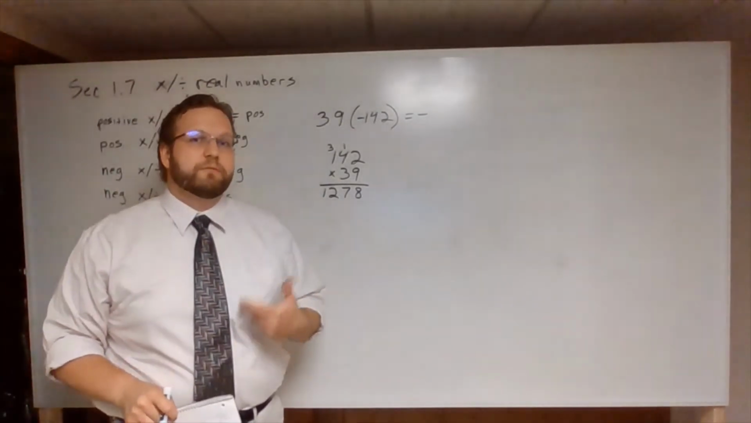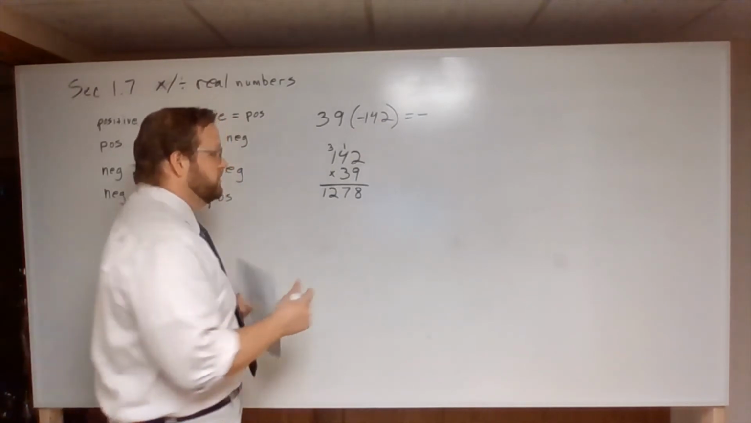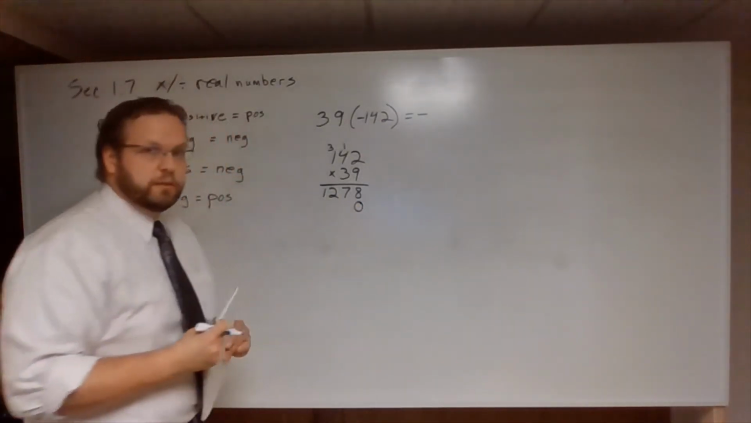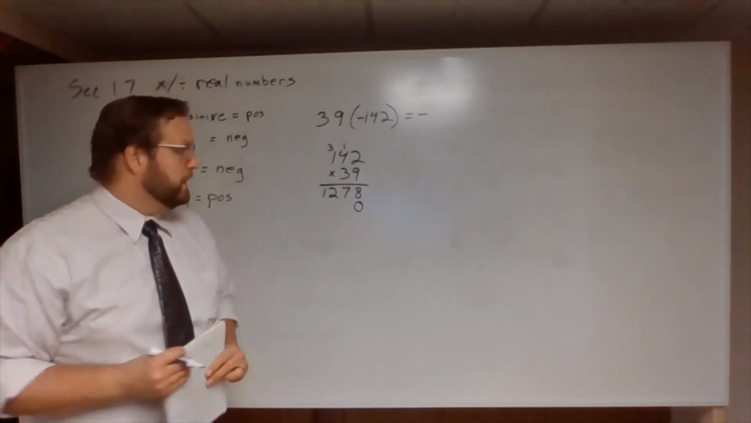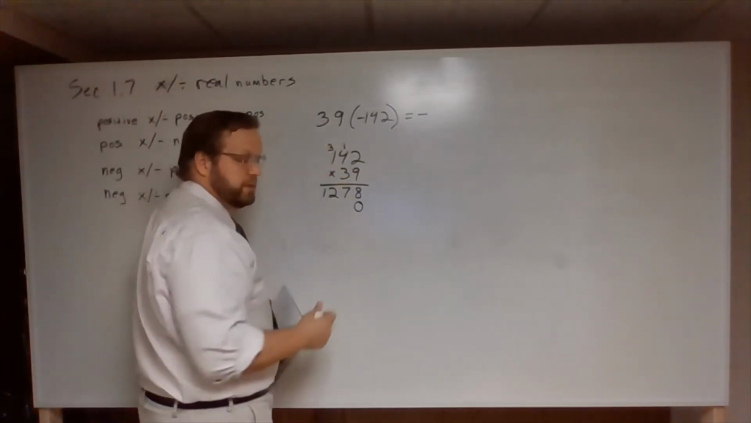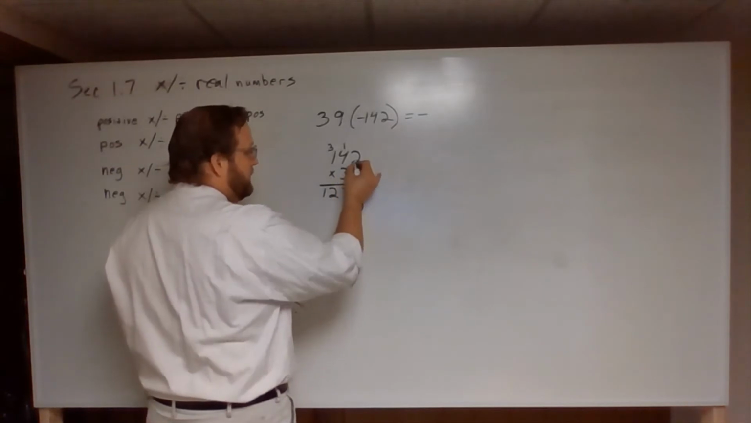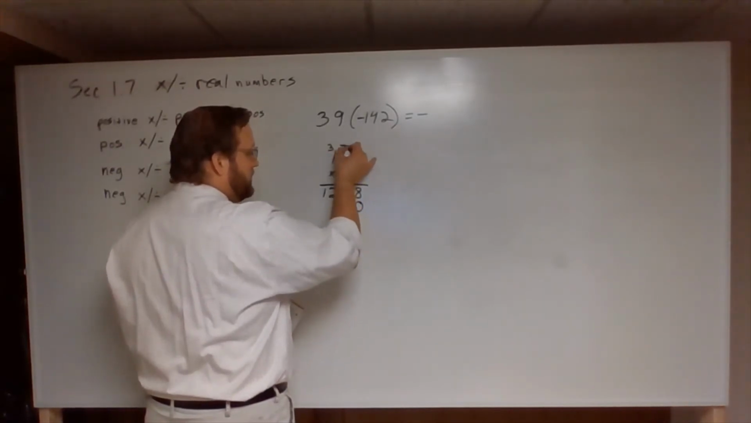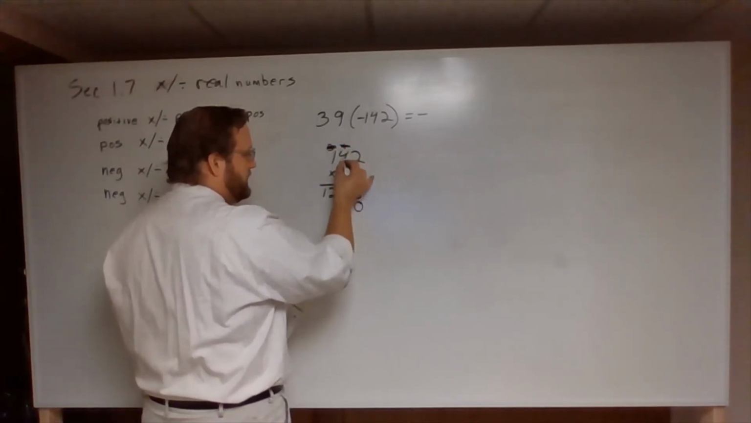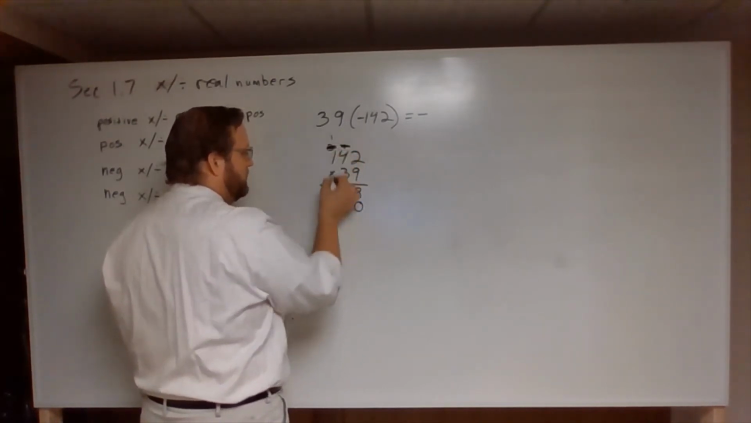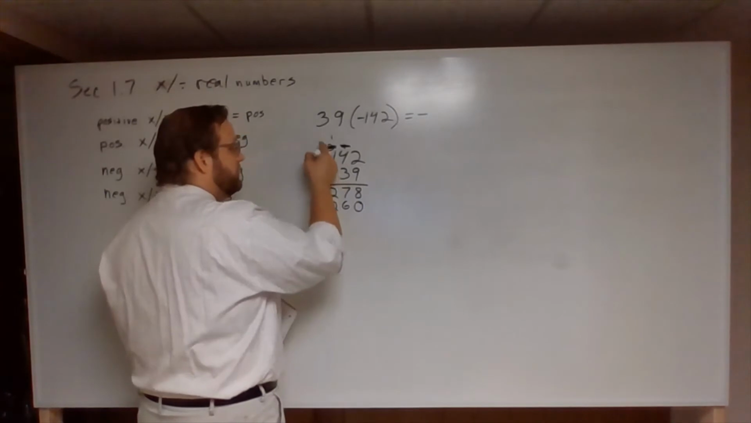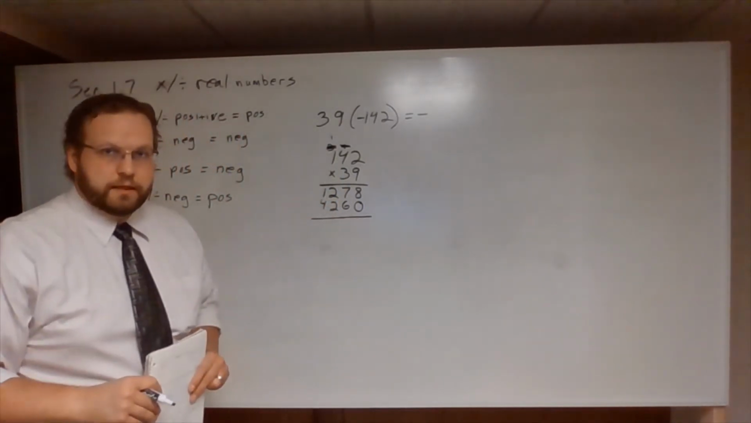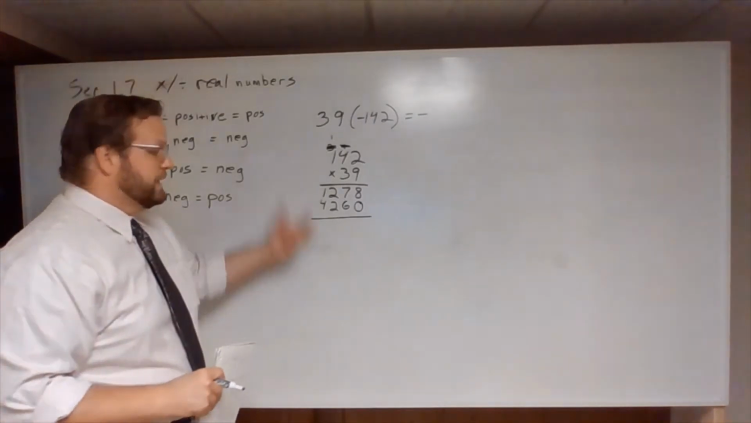Okay, now what we do next is we multiply by a 3, but that 3 has an actual value of 30. So what we're going to do is move over 1 unit by starting with a 0. Okay, and then we multiply and do the same thing with the 3. 3 times 2 is 6. 3 times 4 is 12, carry the 1. 3 times 1 is 3, plus 1 is 4. Okay, and then all we do is add that up.